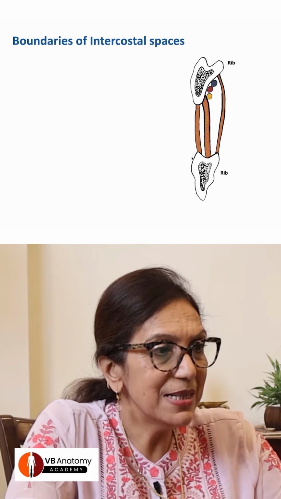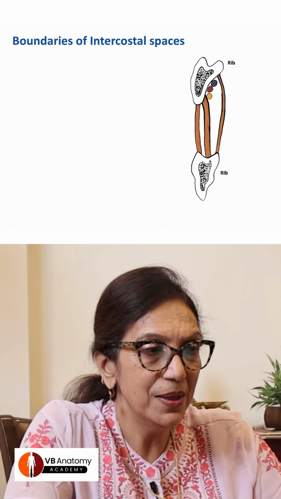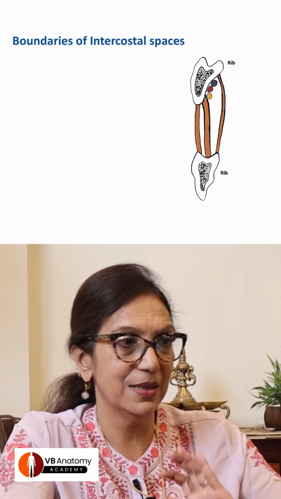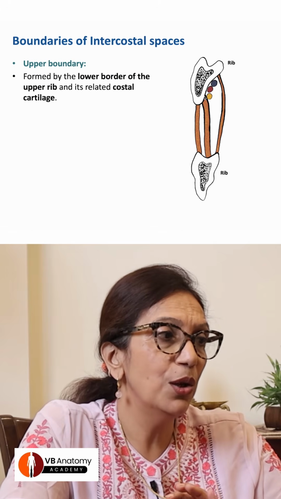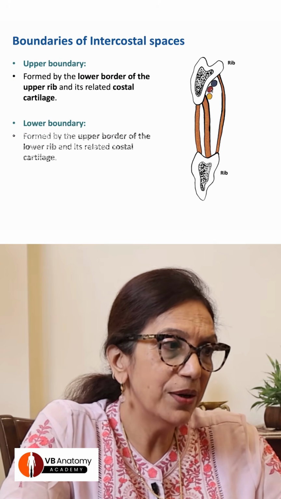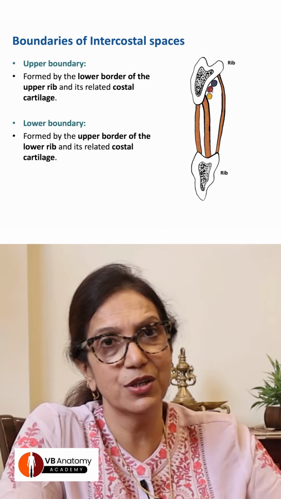Now I'm going to keep this image for you. This is the upper rib, this is the lower rib, and these are the muscles and blood vessels in that space. The upper boundary is formed by the lower border of the upper rib. The lower boundary is formed by the upper border of the lower rib and the related costal cartilage.